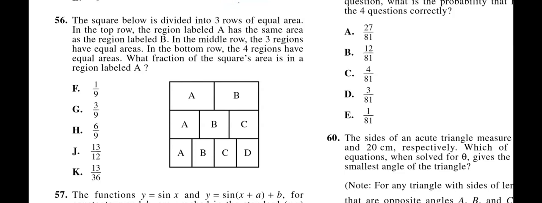The square below is divided into 3 rows of equal area. In the top row, the region labeled A has the same area as the region labeled B. In the middle row, the 3 regions have equal areas. In the bottom row, the 4 regions have equal areas. What fraction of the square's area is in a region labeled A?